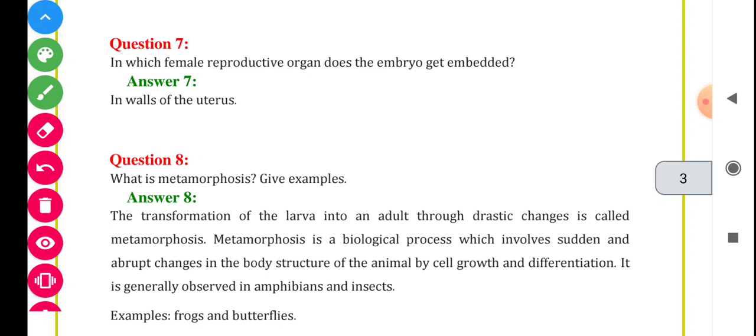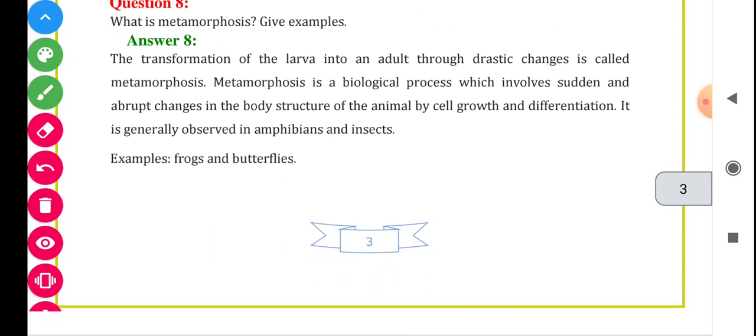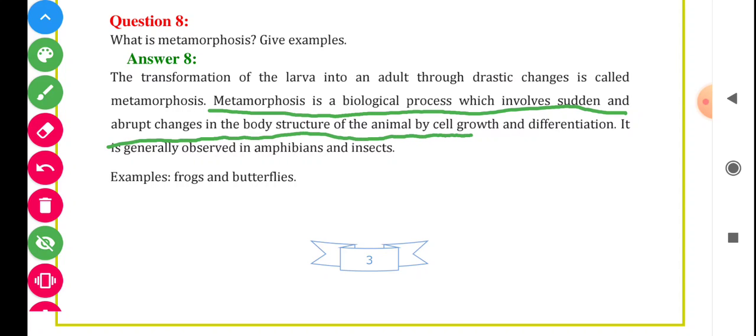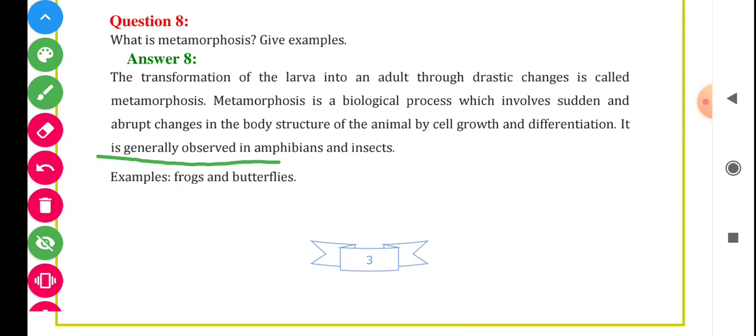Okay. Question number 7. In which female reproductive organ does the embryo get embedded? It is the uterus wall. Question number 8. What is metamorphosis and give its example? So what is the meaning of metamorphosis? It is the transformation of the larva into an adult through drastic changes. Metamorphosis is a biological process which involves sudden and abrupt changes in the body structure of an animal by cell growth and differentiation. It is generally observed in amphibians and insects. So in simple words, metamorphosis means a sudden and abrupt change in the body parts of the animal by cell growth.